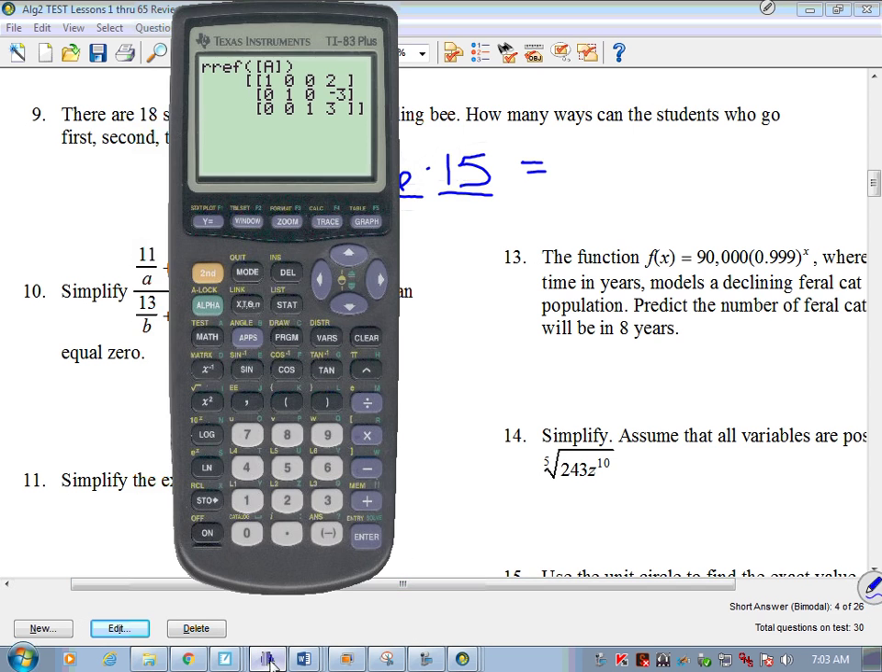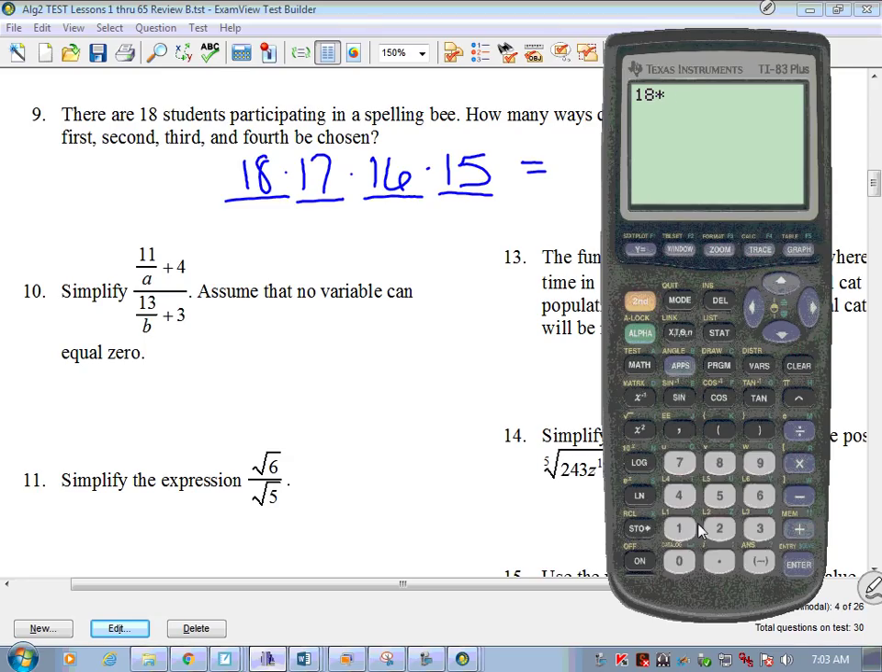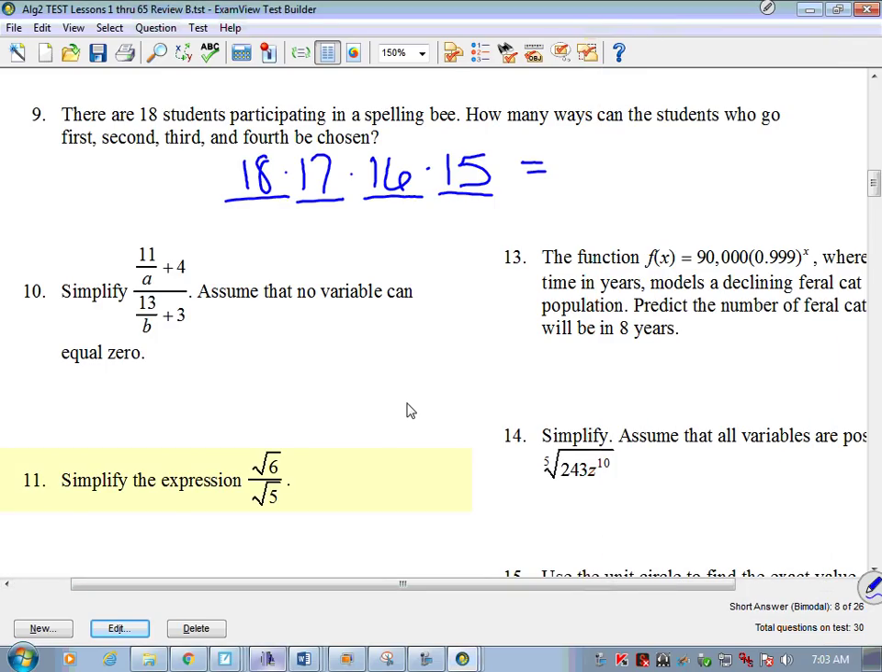Let's see if I'm correct. Sometimes I'm not. Okay, we got 18 times 17 times 16 times 15. I get 73,440 ways. And if I look, that's what they get. They got 73,440 ways. So that's how we've got that up there. We'll go ahead and just write that up there in case somebody's not listening. 73,440 ways. That's number 9. All right. Number 10, we're about a third of the way there.